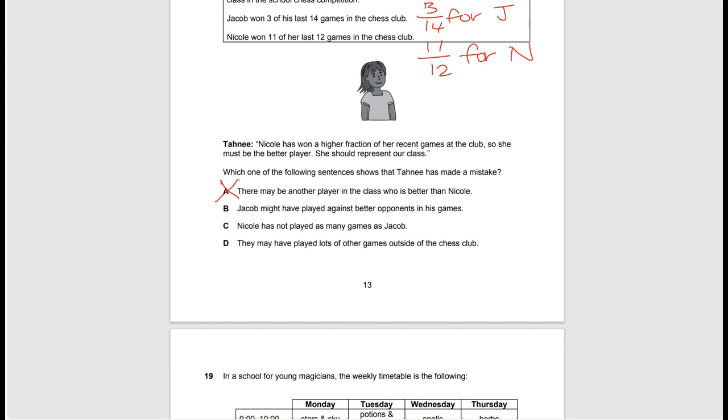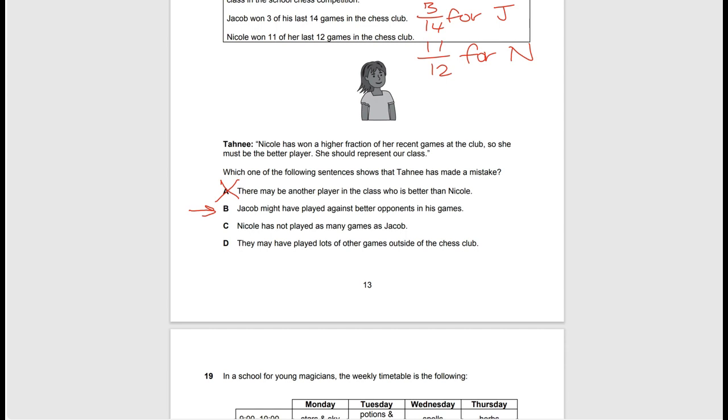B says, Jacob might have played against better opponents in his games. This one might be true. Because what if Nicole played games against very, very beginner players who had never played chess before?